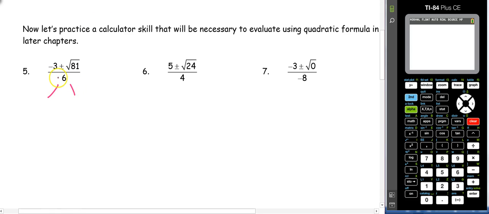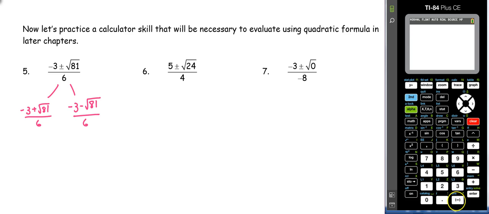In number 5, I'm going to split this and rewrite everything else the same except for the plus or minus sign. So the first time I'm going to have negative 3 plus the square root of 81 divided by 6. And the second time I'm going to have negative 3 minus the square root of 81 over 6. When we enter this in the calculator, we first enter the numerator, which is the top of the fraction, hit enter, and then divide by the denominator.